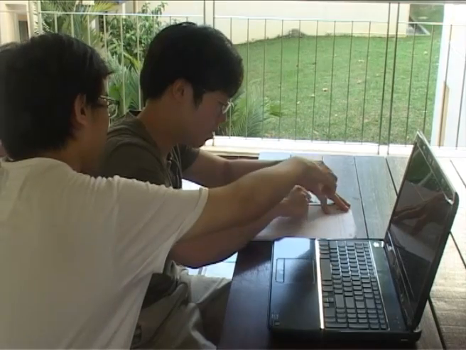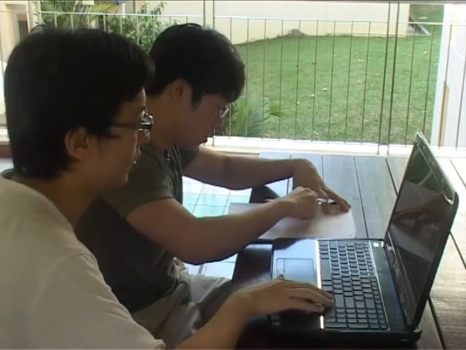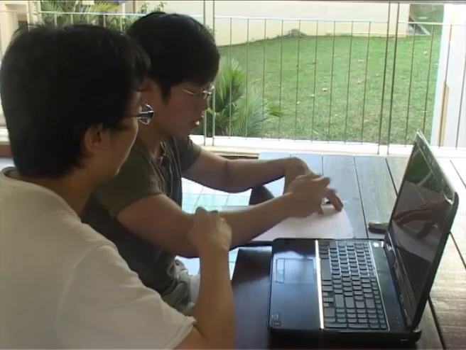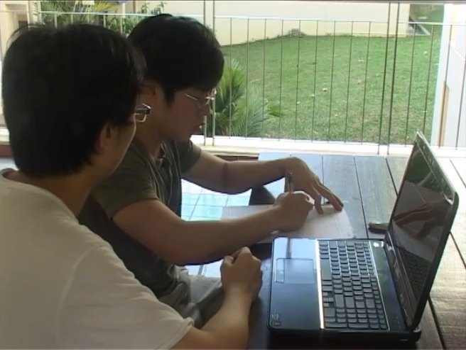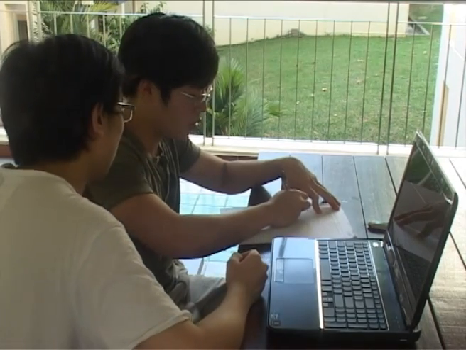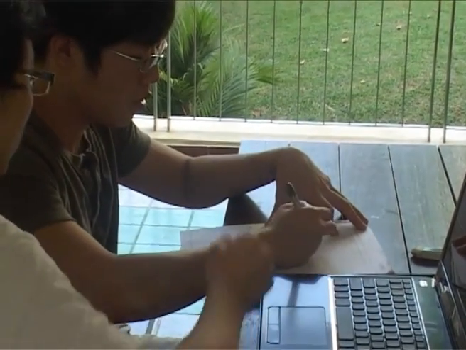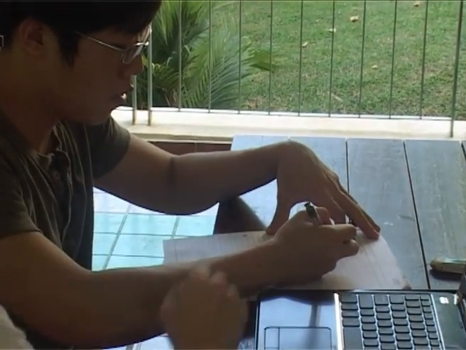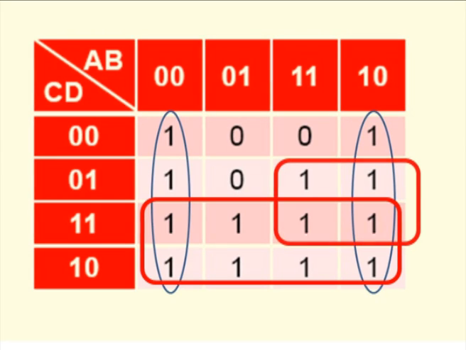And here is an extra one. We need to also include that because the second rule says that every truth value of 1 should be covered at least once. So group 8 of them together. Follow this. So altogether 3 groups.